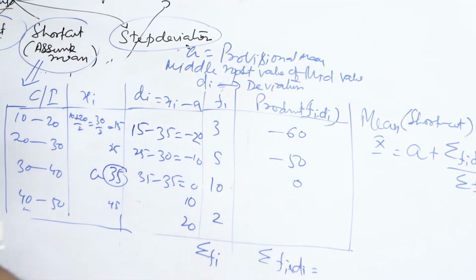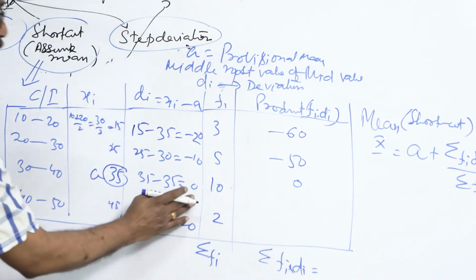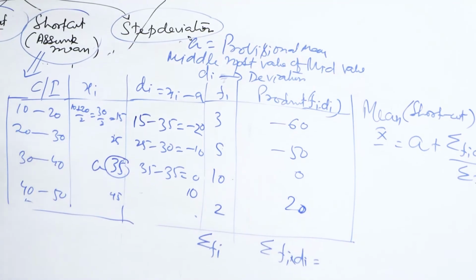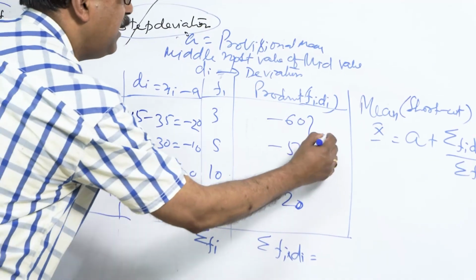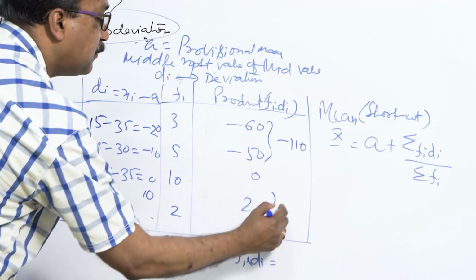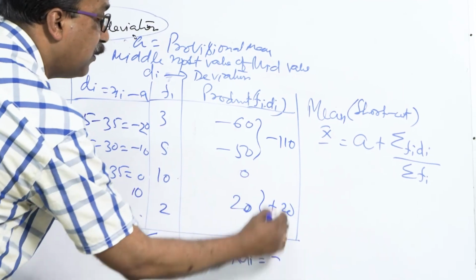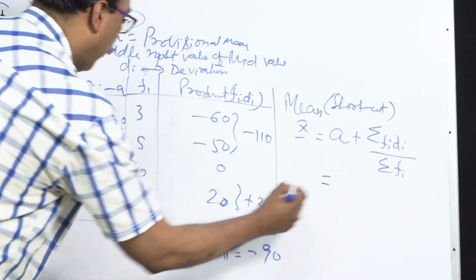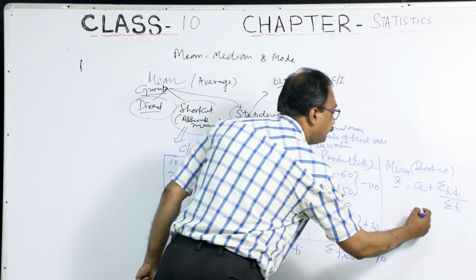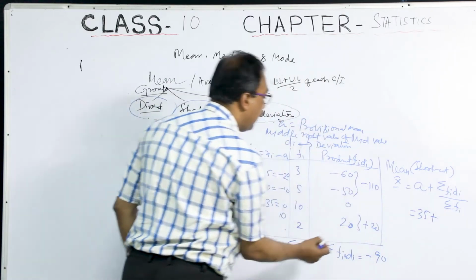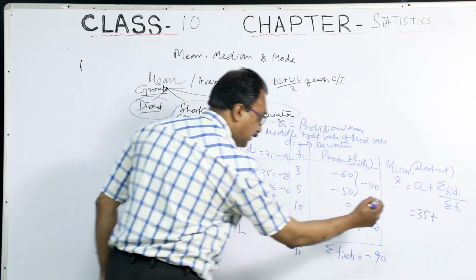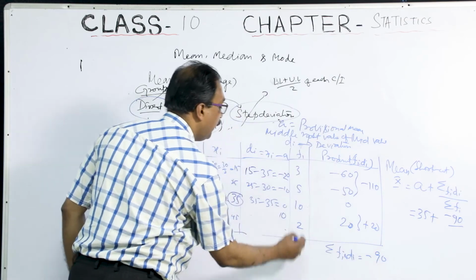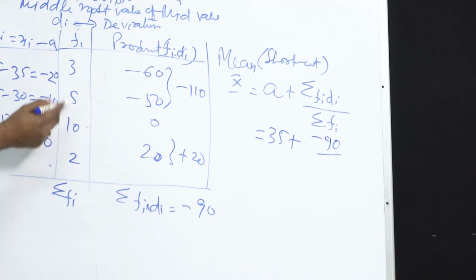Suppose any value they are having, no? Say only one value is 10. So 10 twos are 20. Yes or no? Then you have to add this. This one is minus 110 and this is plus 20. You have to subtract, so minus will come. How much will it be? 90. Now we can put the value here. What is A? 35. Then plus, what is sigma FiDi? Sigma FiDi is minus 90. So minus 90 by how much? Sigma Fi, add it. So it is 8 to 10 and 20, this is 20.